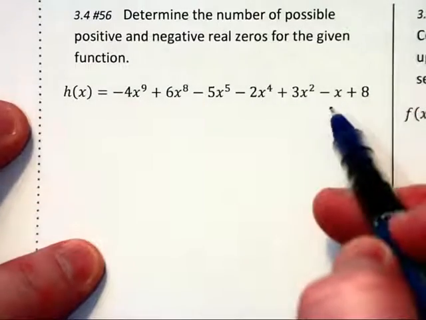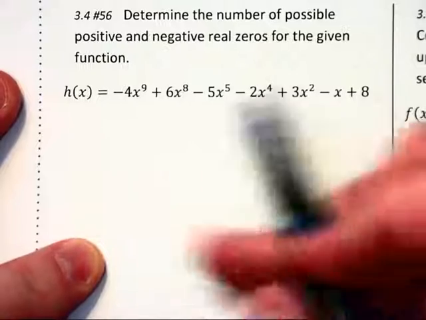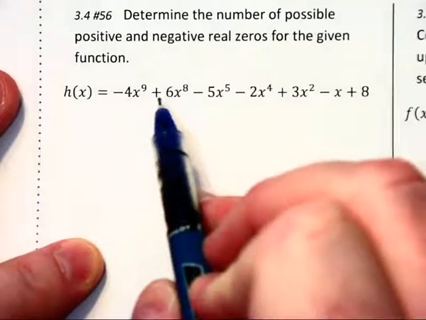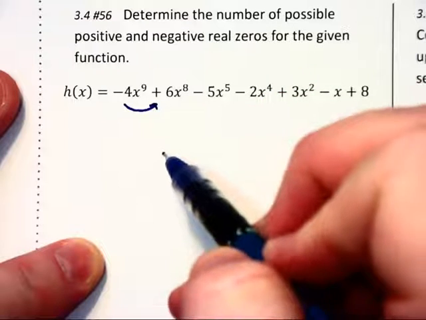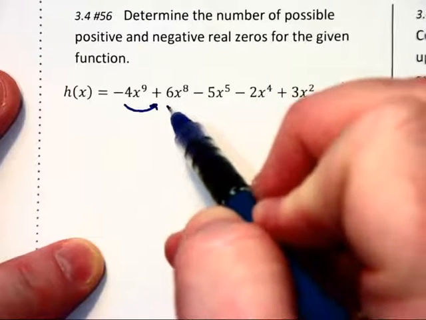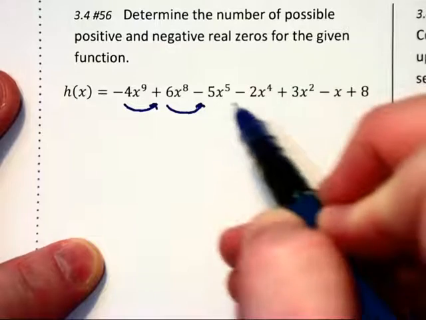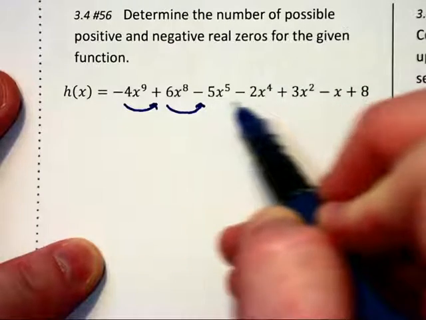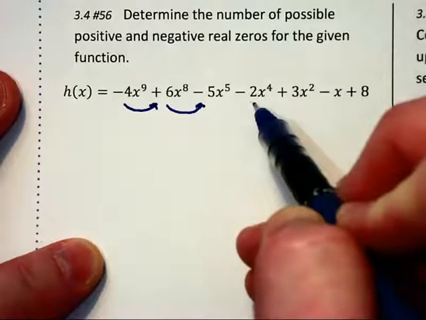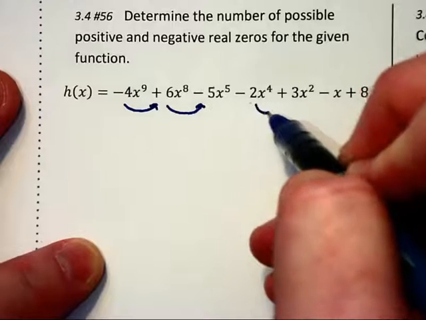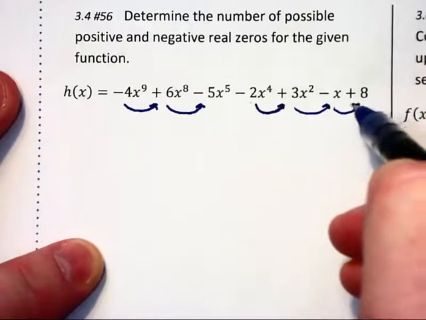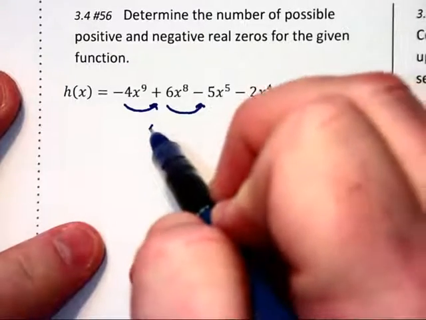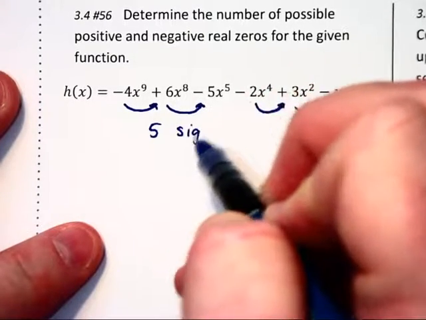We're given our polynomial. We really don't care about the numbers. We just look at the signs, negative, positive, etc. This is negative, then we have positive, so there's a sign change there from negative to positive. Another sign change from positive to negative. No sign change between the x to the fifth and x to the fourth terms because they're both negative. We have a sign change from there to there, there to there, and there to there. And so there are 5 sign changes.